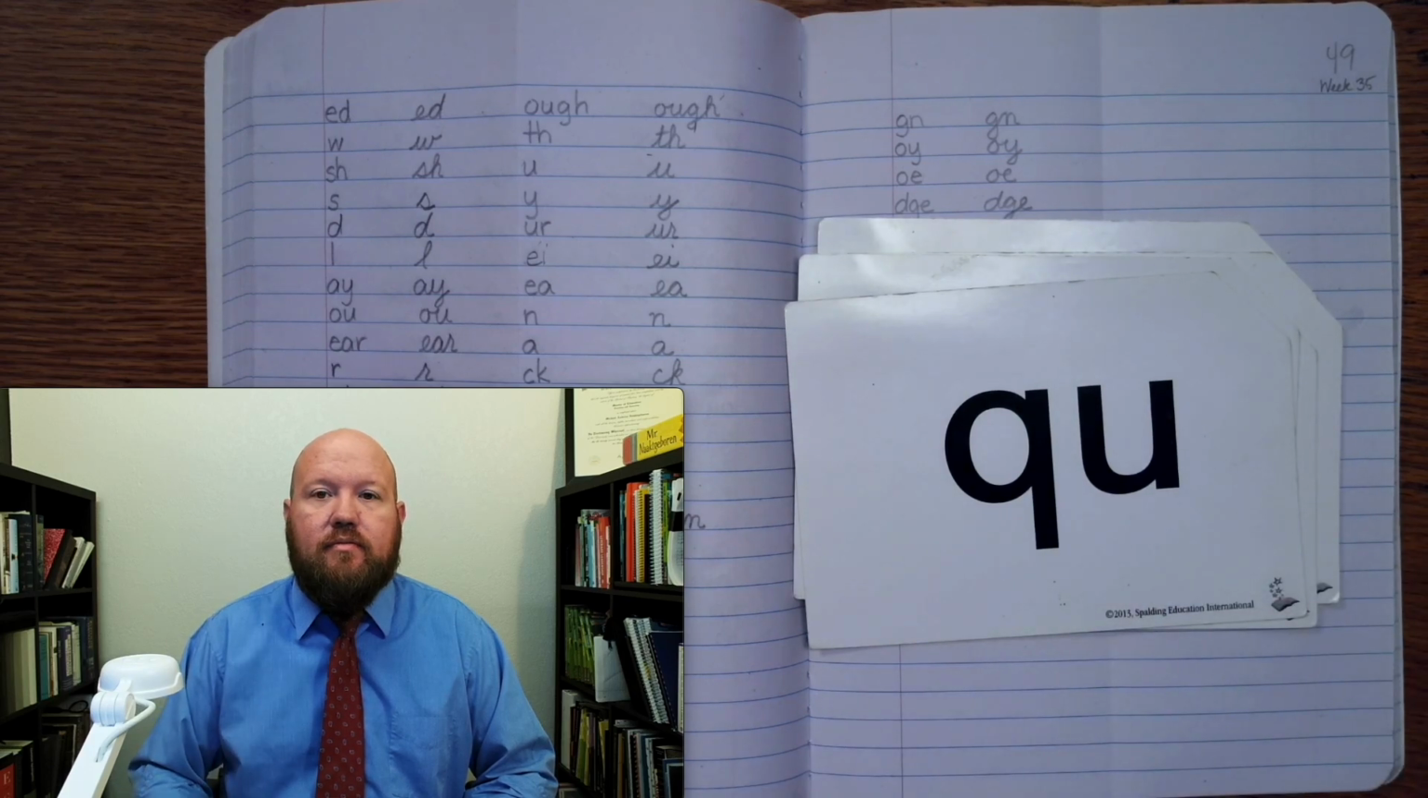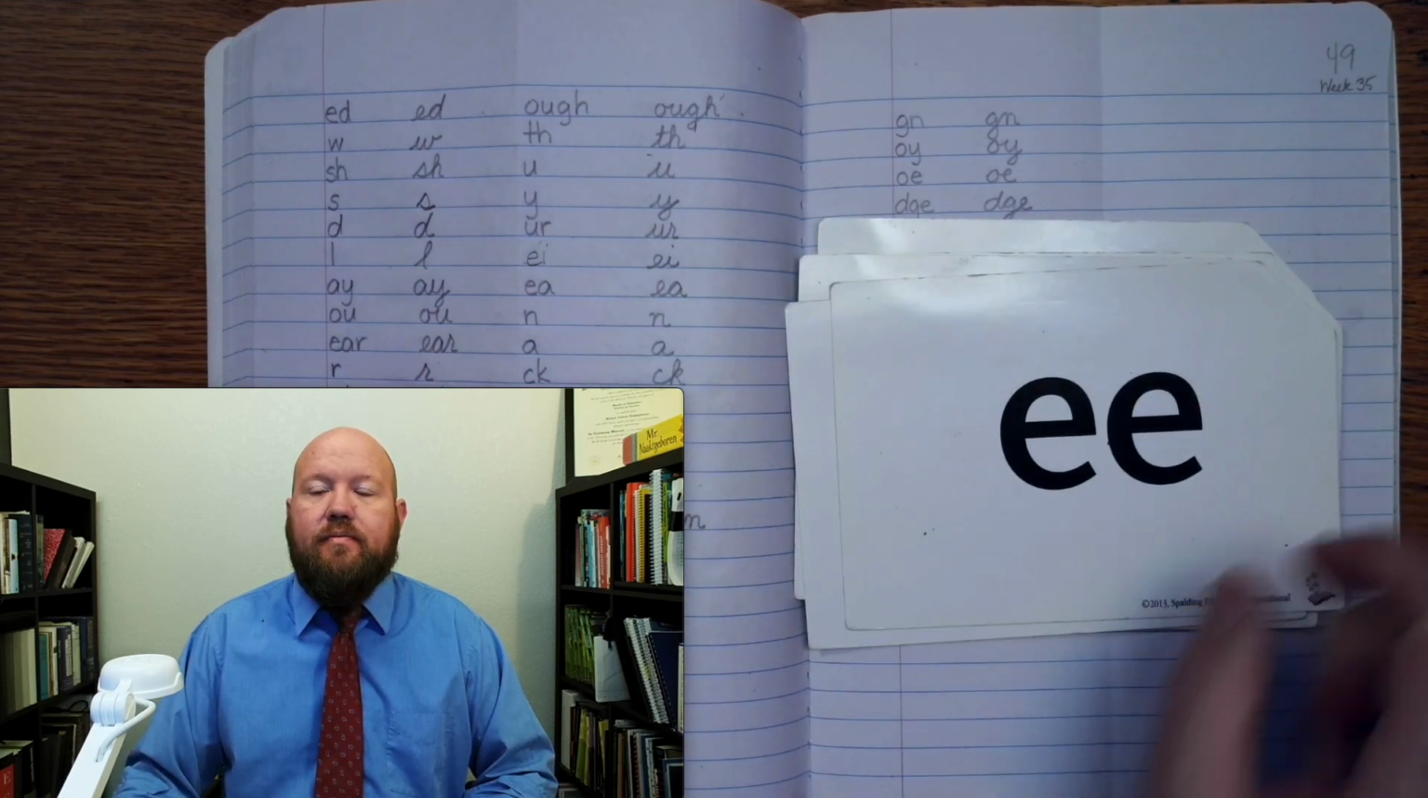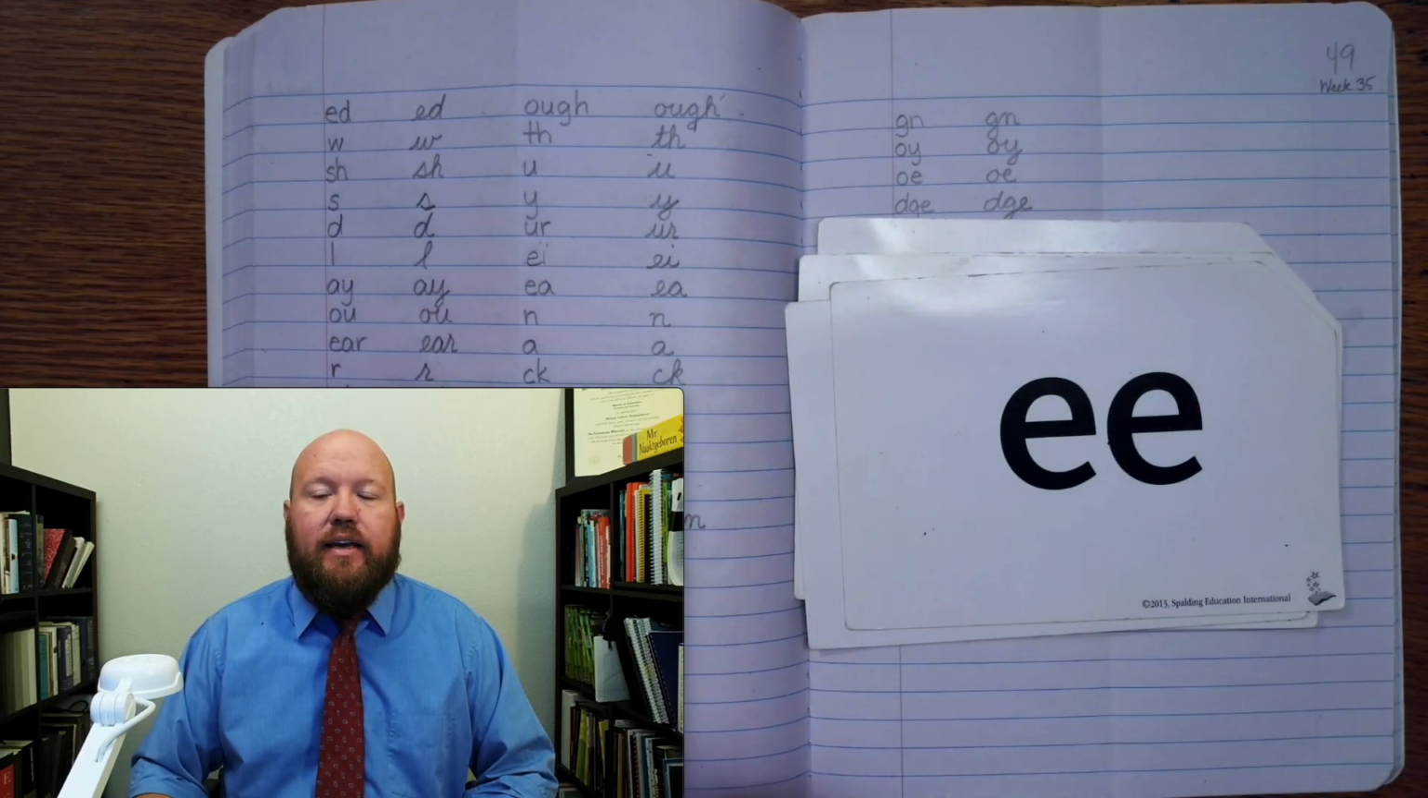X. What never comes after an X? S or Z. Qua. What always comes after a Q in English words? A U. E.